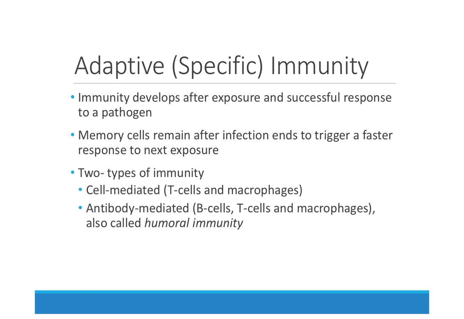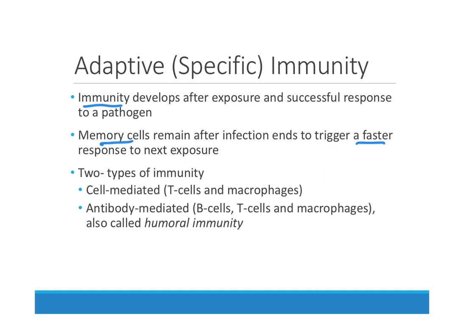So that's the general response that happens no matter what the pathogen is. But we're also able to have a specific response to a particular pathogen. And because of that, we can develop an immunity that sticks around because there's a memory that is held of that particular pathogen. So these memory cells allow a faster response the next time.